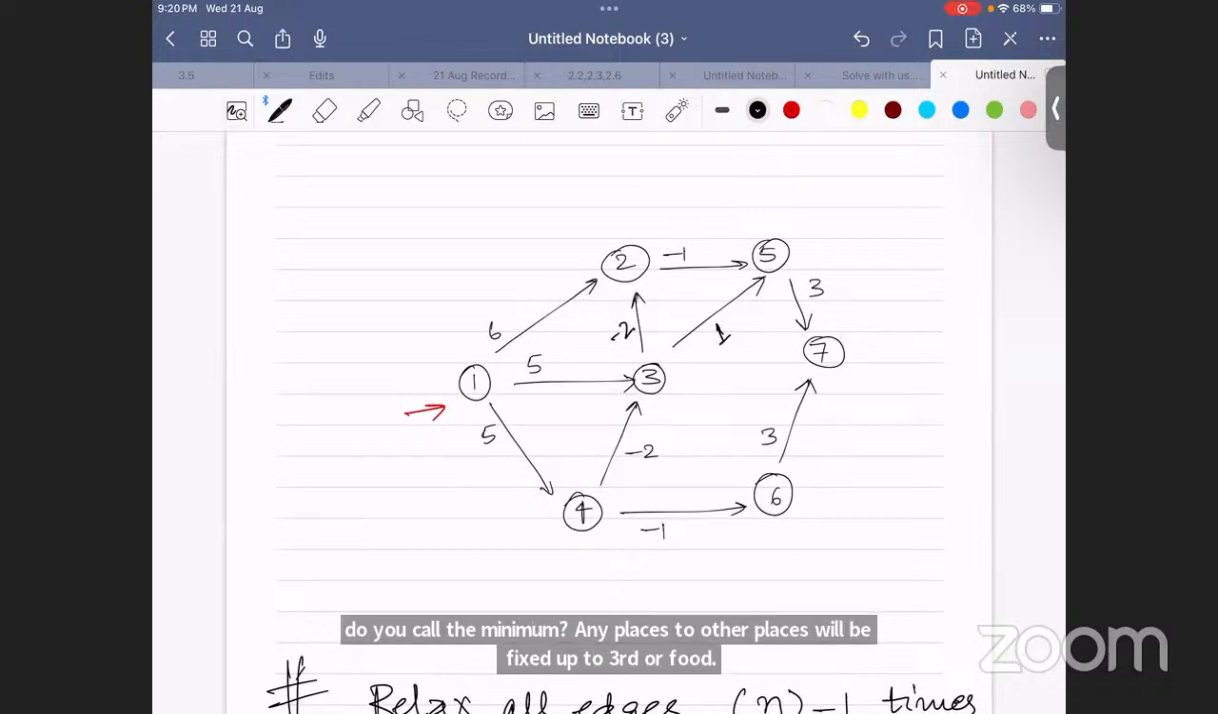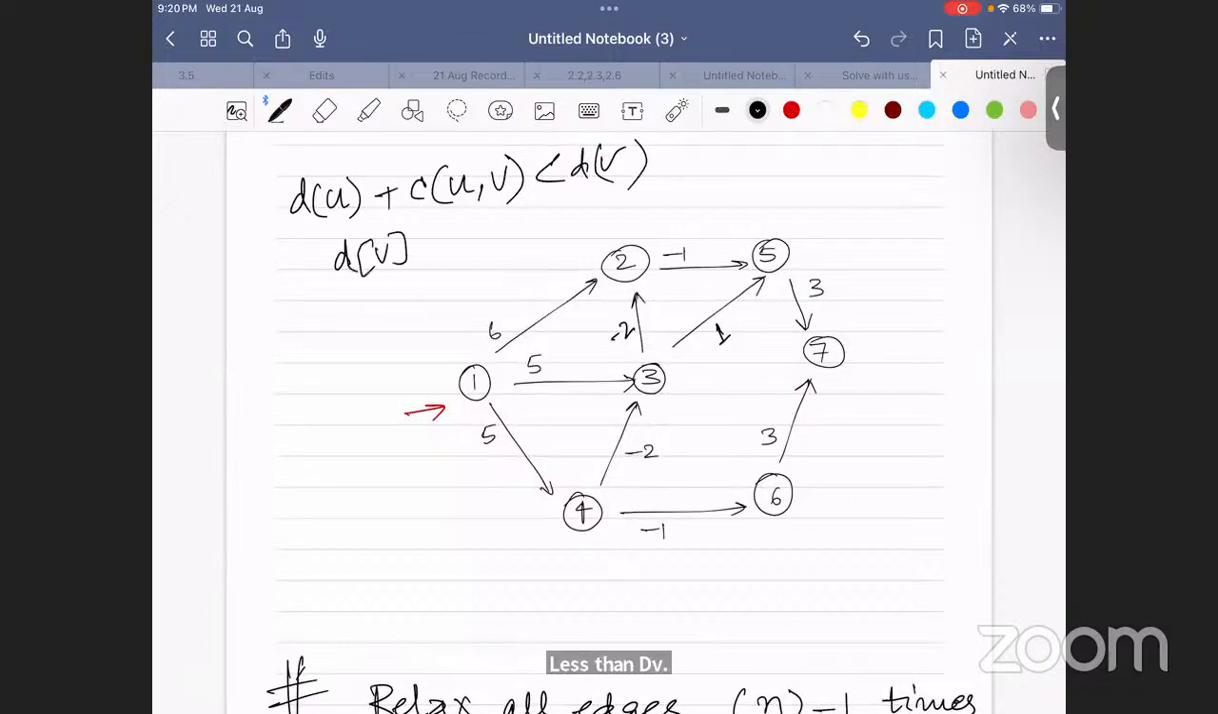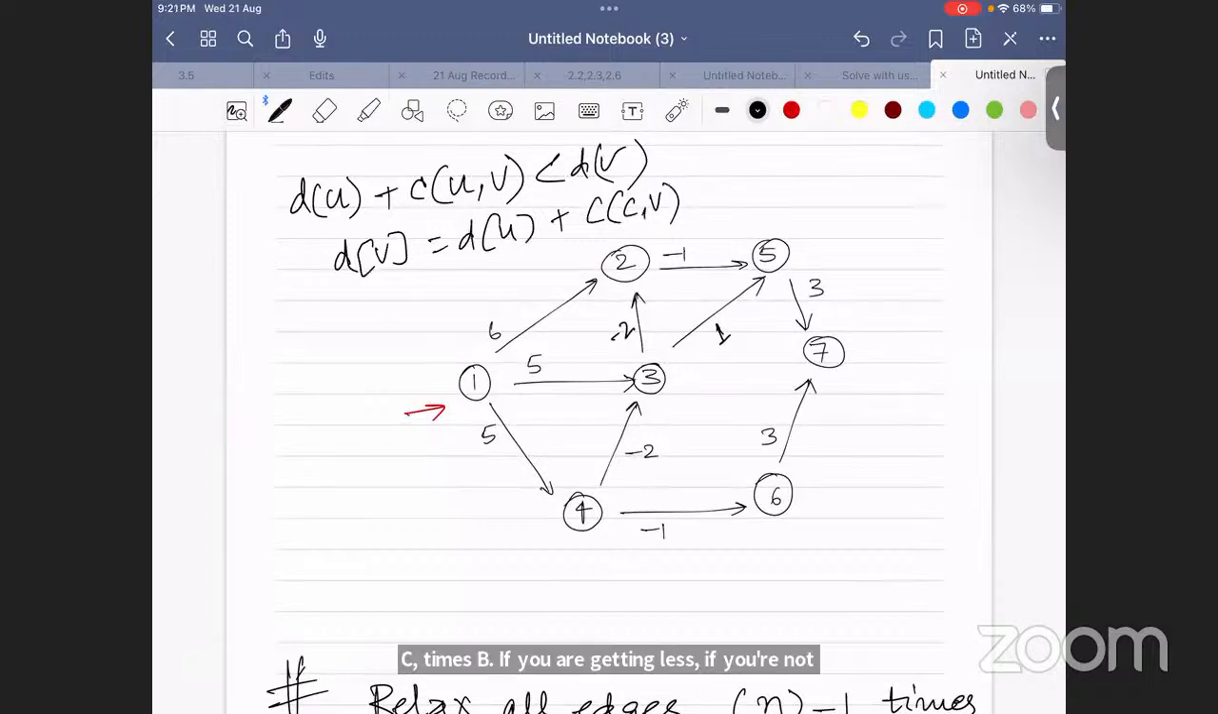Here also the relaxation is the same. If du plus c(u,v) is less than dv, you replace dv with du plus c(u,v). If you are not getting less, the earlier one is better, and you will not replace it with anything else.